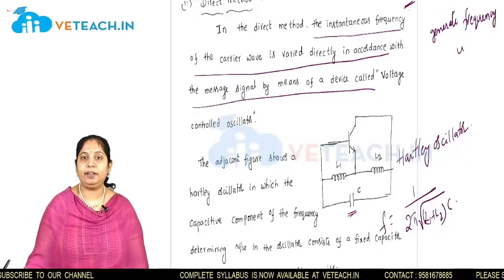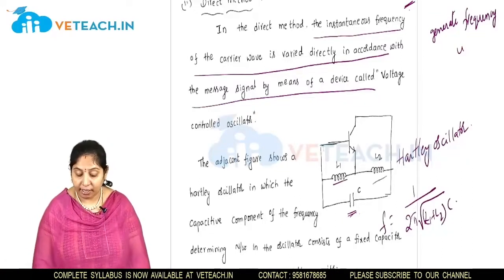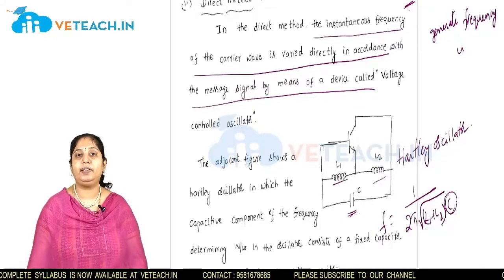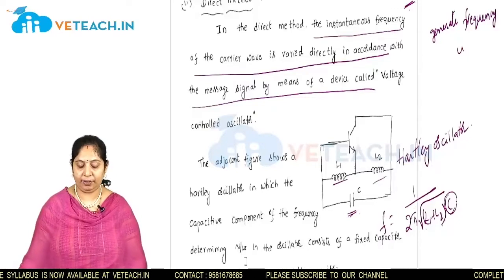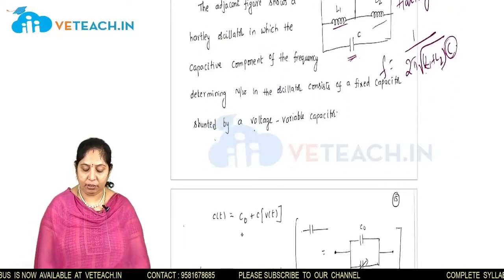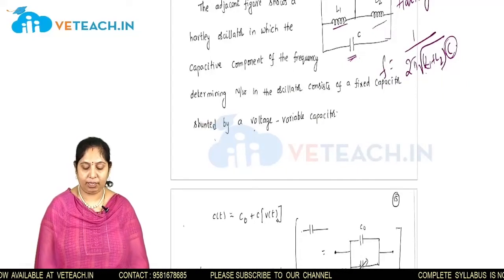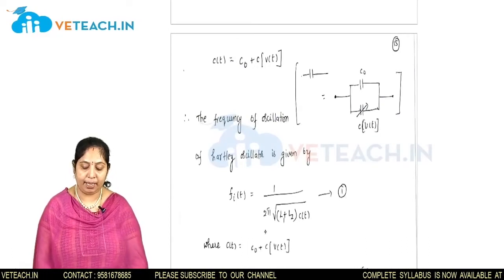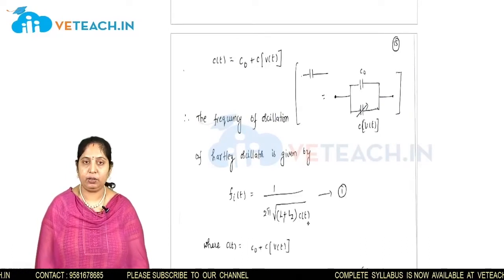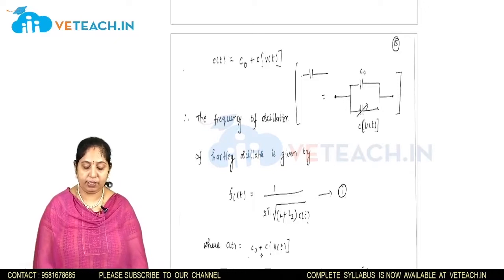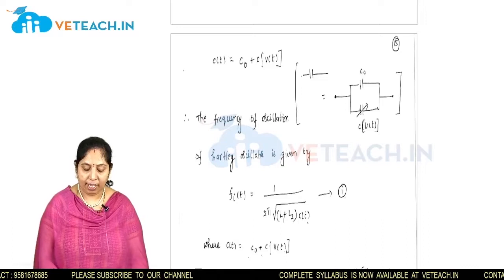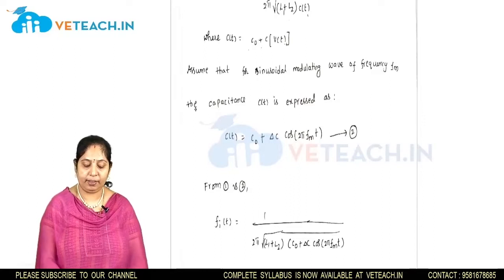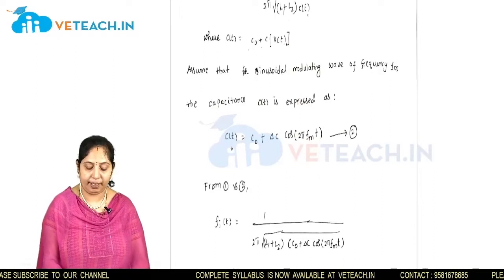By varying the inductance values, with the capacitor at a fixed value, we can generate signals having different frequencies. So C of t is equal to C naught plus C into V of t. Therefore, the frequency of oscillation is given as Fi of t is equal to 1 by 2 pi into root of (L1 plus L2) into C of t, where C of t is equal to C naught plus C into V of t. Assume that for a sinusoidal modulating wave of frequency Fm, the capacitance C of t can be expressed as follows.